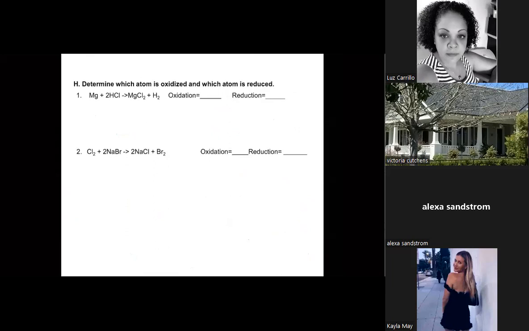So I'm going to give you guys 3 minutes. Look at the following reactions, okay? And determine what undergoes oxidation and what undergoes reduction, okay? So I'll give you guys 3 minutes to complete this.